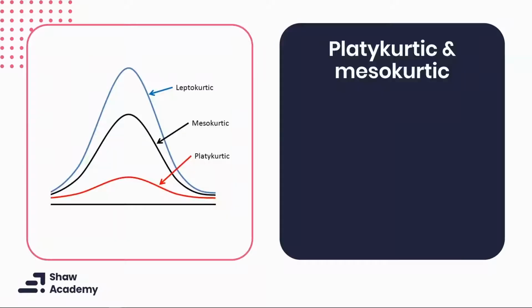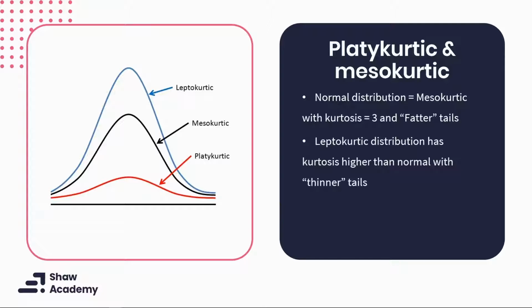A normal distribution is said to be mesokurtic with a kurtosis of 3. If the distribution has tails that are heavier or fatter, the peak will be higher and sharper than mesokurtic, and we say that the distribution is leptokurtic. Leptokurtic distributions have kurtosis greater than 3. Leptokurtic has more extreme outliers.